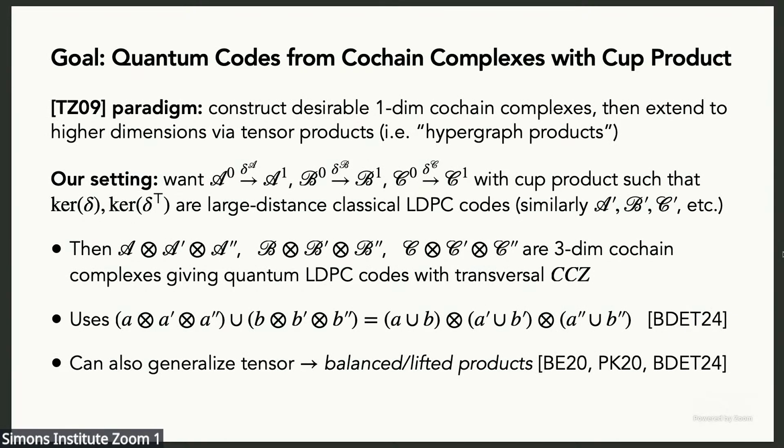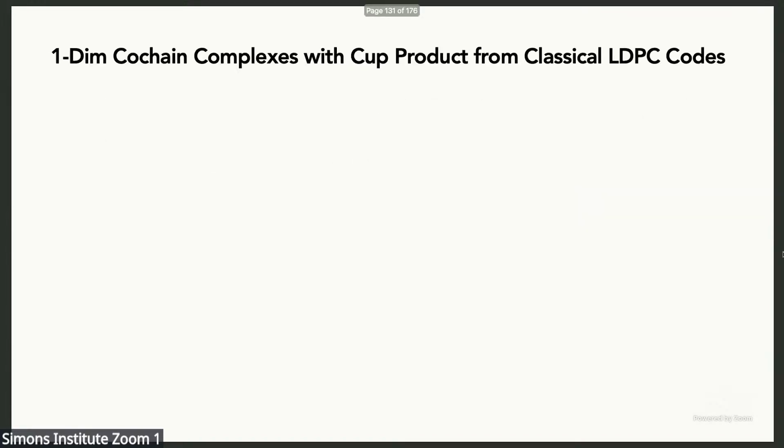And also, as pointed out in Nico's paper, we can generalize this tensor product to what's called a balanced or lifted product in the literature, which makes it more difficult to analyze distance, but also lets us potentially get higher distance codes than we can get from tensor products. Great, so we've reduced our whole problem of constructing quantum codes with transversal CCZ down to just the problem of constructing one-dimensional cochain complexes with a cup product from classical LDPC codes.